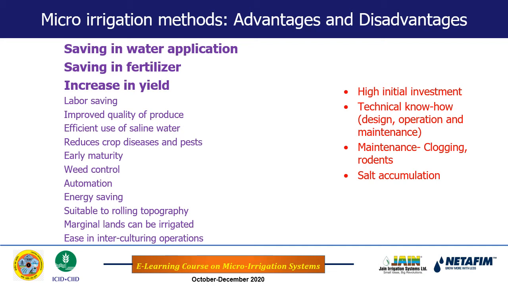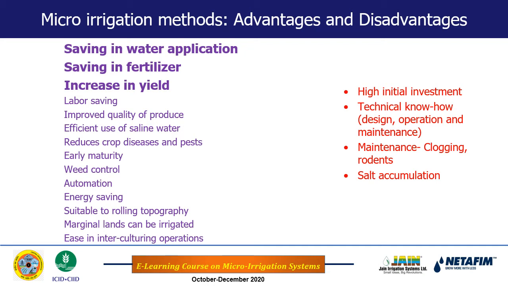The next is that because of the adoption of the micro irrigation method, there is a reduction in crop disease and pests. That is very much true, because in this case, first, we don't apply water into unwanted areas, so there is no growth of unwanted weeds and all those things, and crop disease and pests are minimized by adoption of the drip irrigation method.